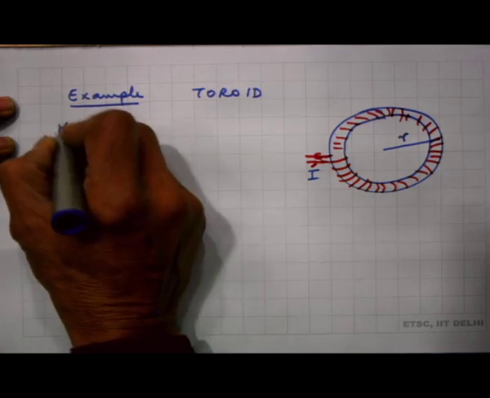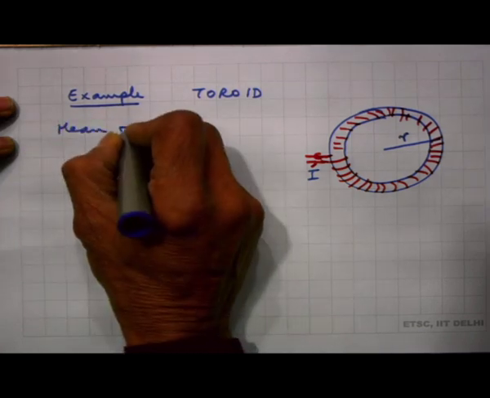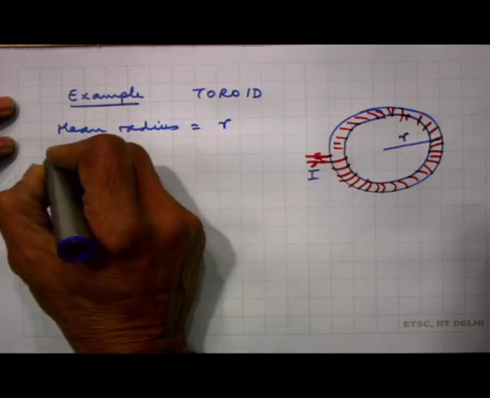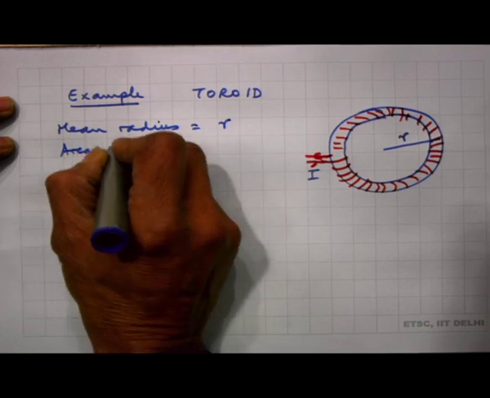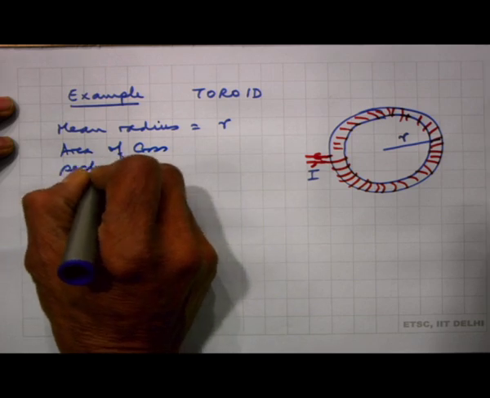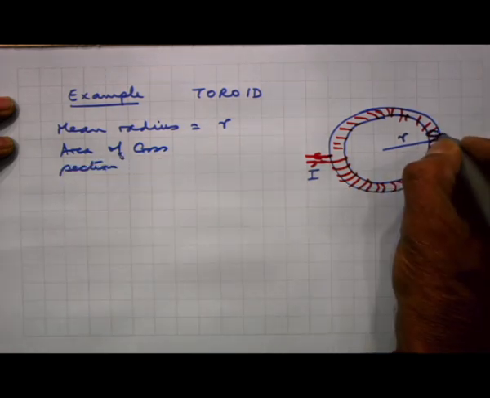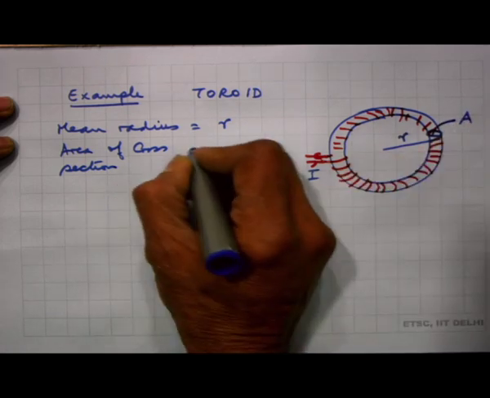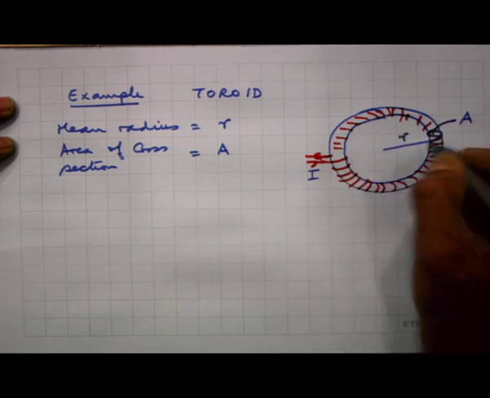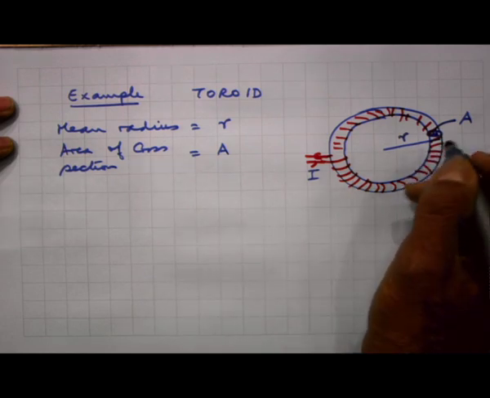So, the mean radius is equal to small r, and the area of cross section, that is this area, is A. That is the area of cross section, not of the entire toroid, but the cross section of the toroid here.